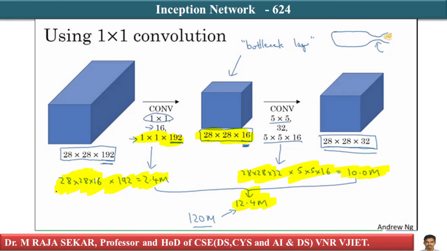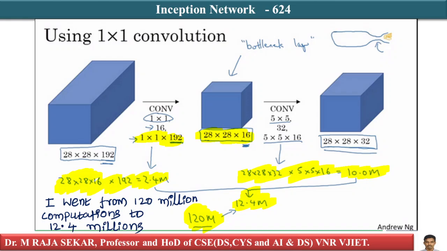So what happened? I went from 120 million computations to 12.4 million computations using the 1 cross 1 kernelization trick. That is important. Which kernelization trick? This 1 cross 1 kernelization trick. This point is very, very important.